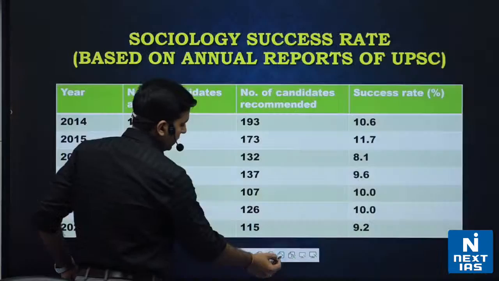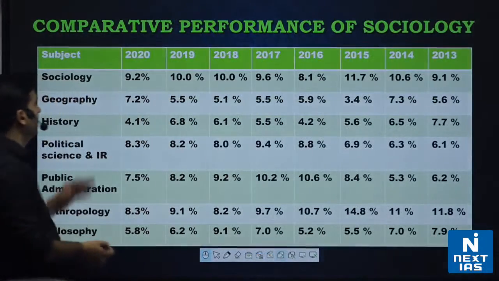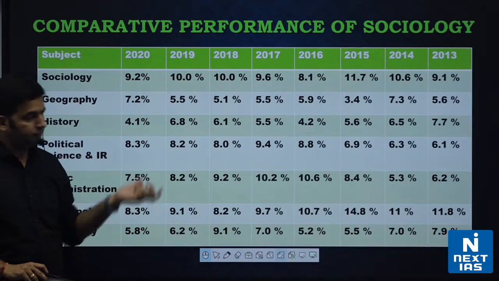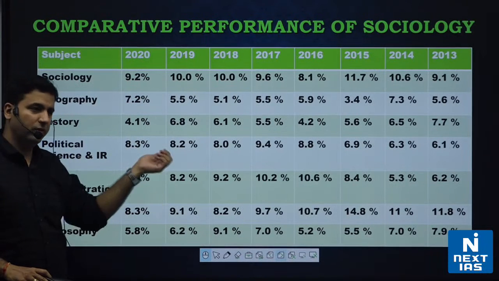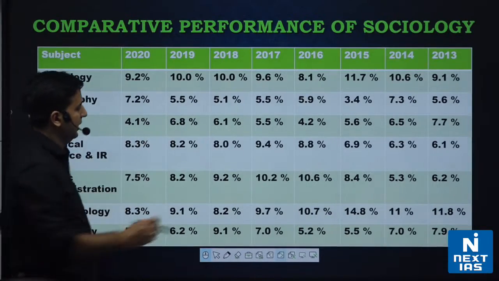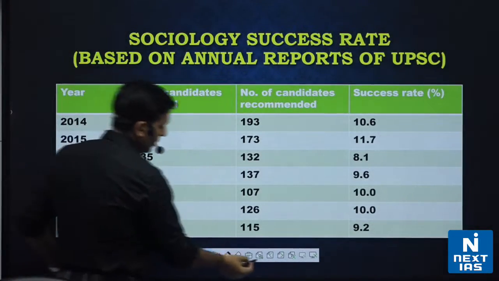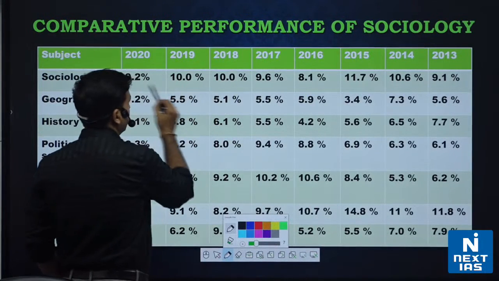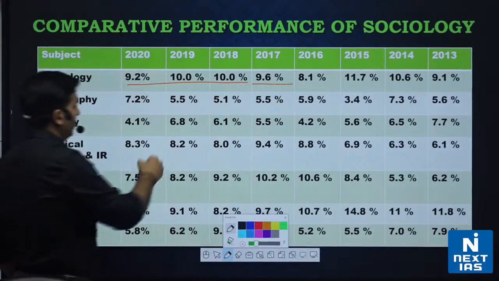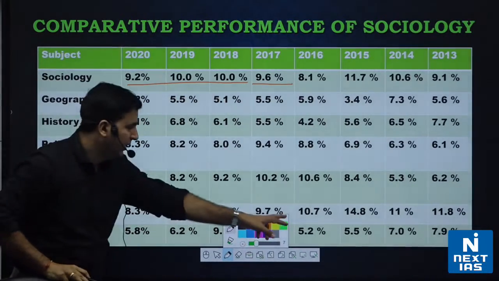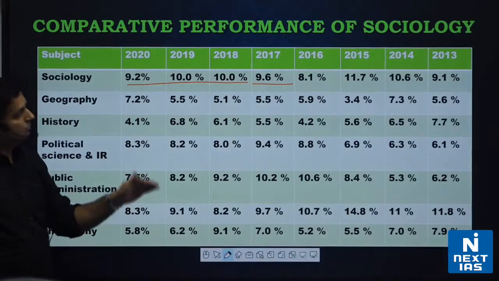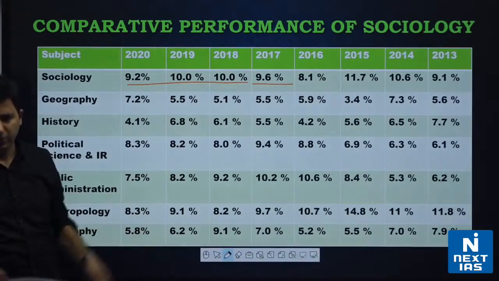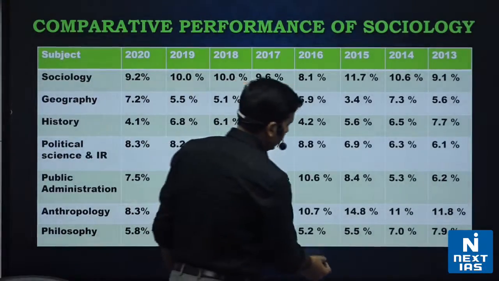Now, if you extract the data from this report, you will find that sociology was always better among the available optionals. The highest number of selected candidates in the examination in the last, you can say, 3 years, and overall in UPSC in the last many years, is from sociology. You compare it with others, you will find it is better comparatively. So that way, you can safely assume sociology is scoring. Otherwise, so many people would not have qualified. So this is another aspect.